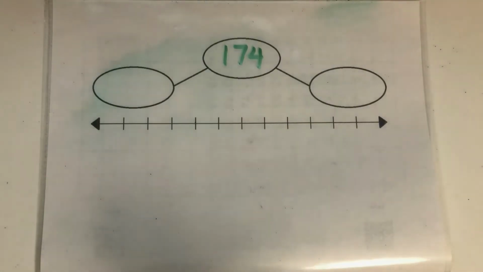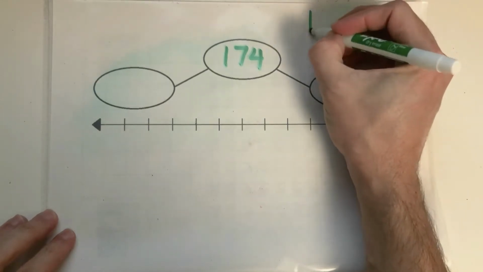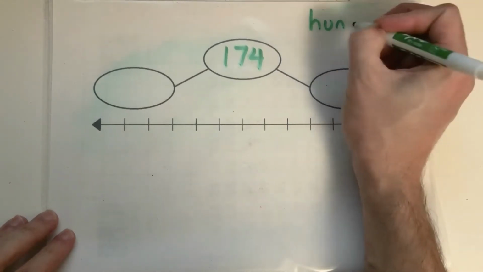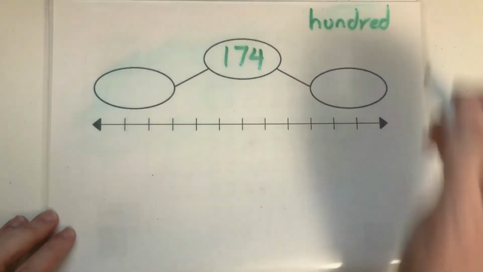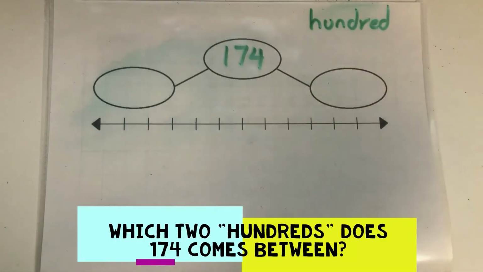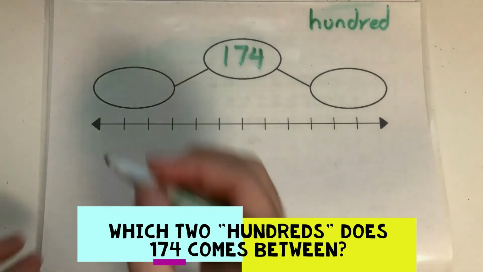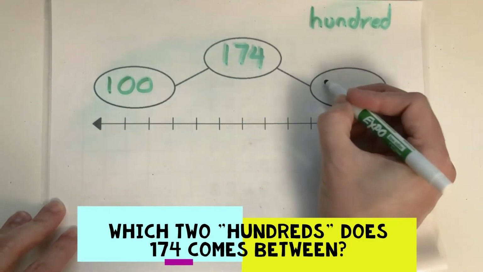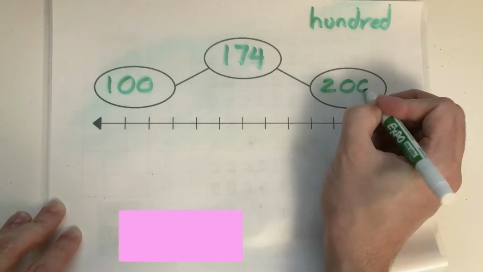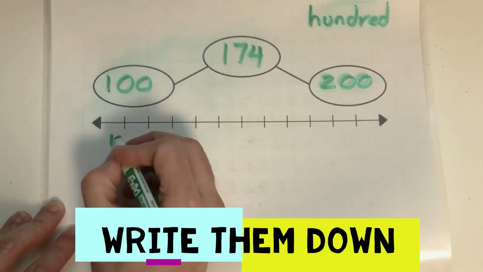So now I want to round 174 to the nearest 100. Which two hundreds does 174 come between? In this case, those would be 100 and 200. Put them on the number line.